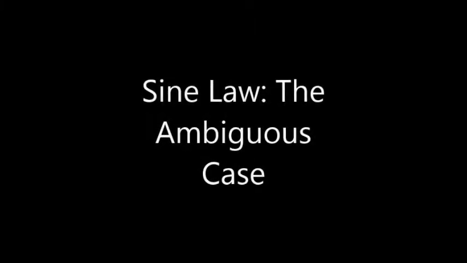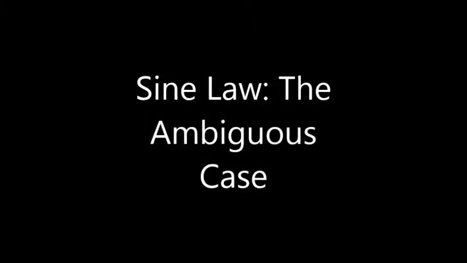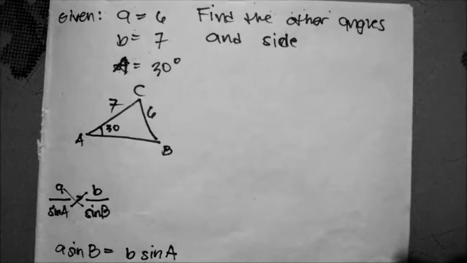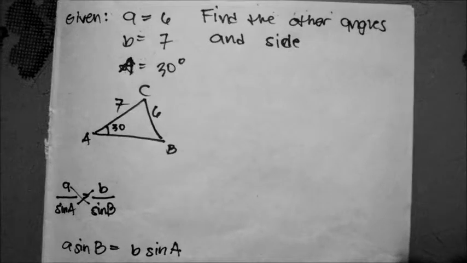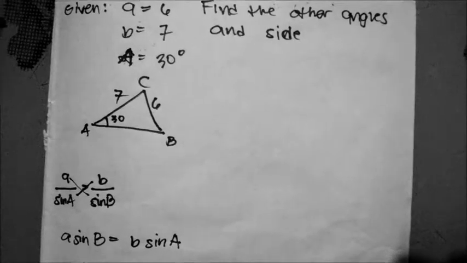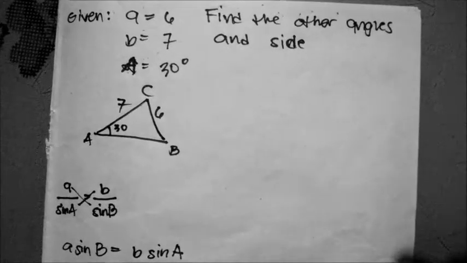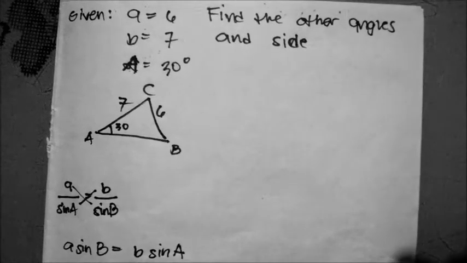We got the value of 1.19 for C sub 2. Given a triangle with side A equals 6, side B equals 7, and angle A equals 30 degrees, find the other angles and sides.